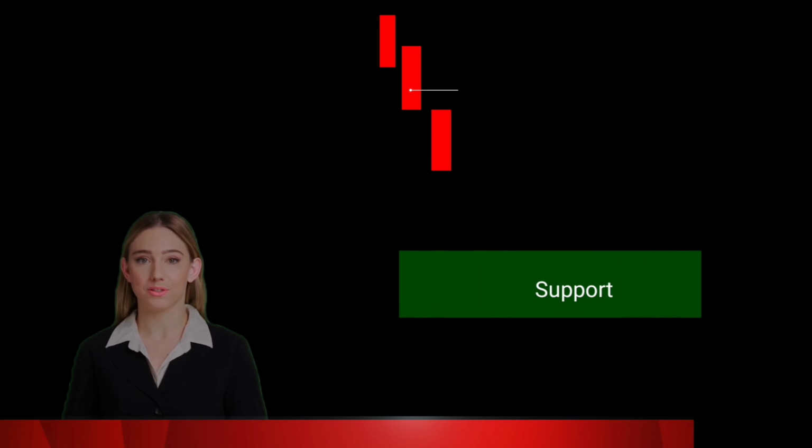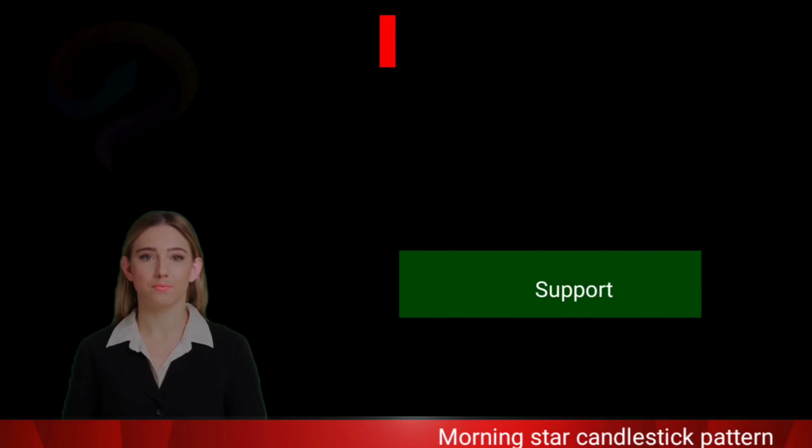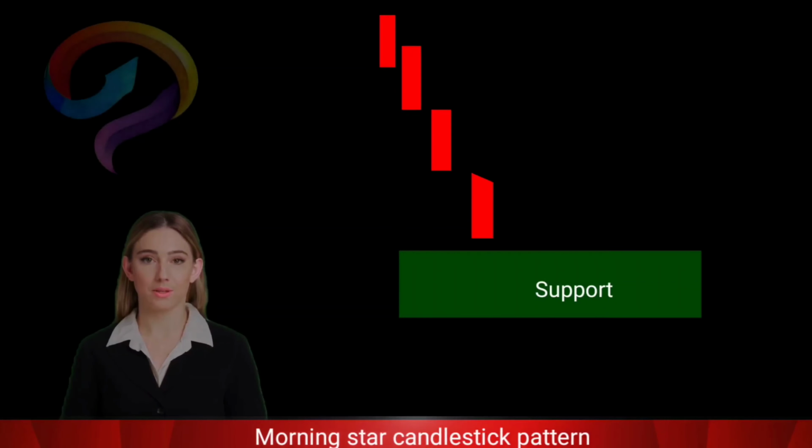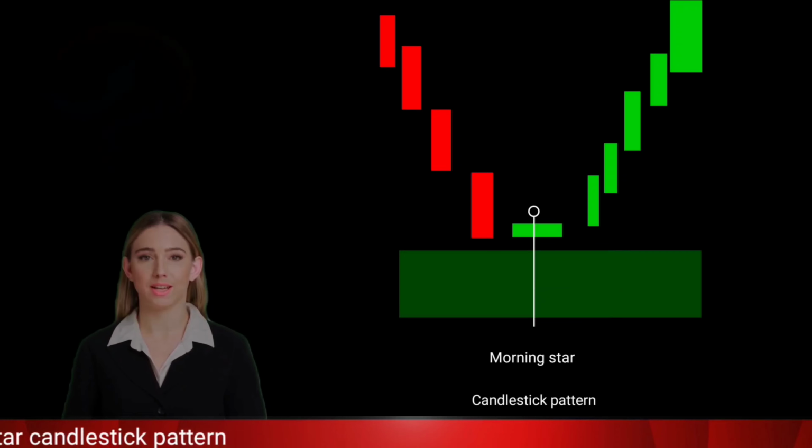When a stock is in a strong downtrend, it can be challenging to find opportunities to buy. However, there is a bullish candlestick pattern that traders can look out for when prices are reaching their nearest support zone, called the Morning Star pattern.